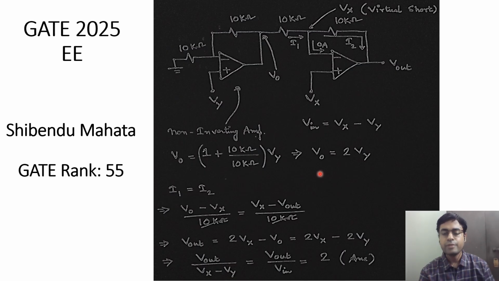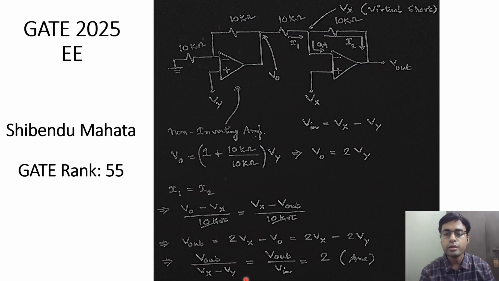The next part is simply framing the expression. I1 can be represented as V0 minus Vx divided by 10 kilo ohm, and I2 as Vx minus V out divided by 10 kilo ohm. This is the corresponding relationship, and therefore V out is equal to 2 times Vx minus V0, and V0 was already derived as 2 times Vy, so this is equal to 2 times Vx minus 2 times Vy.